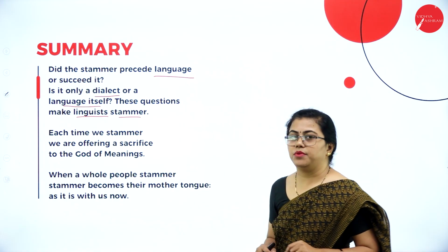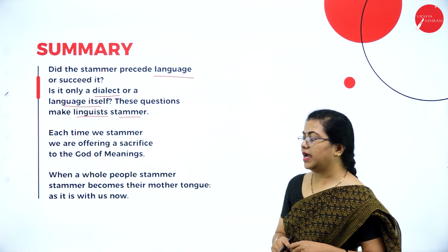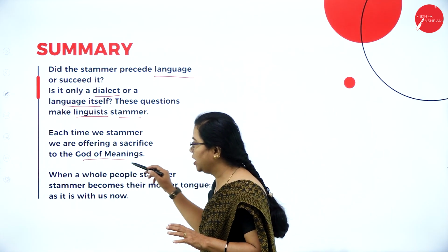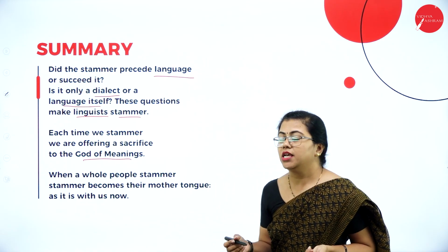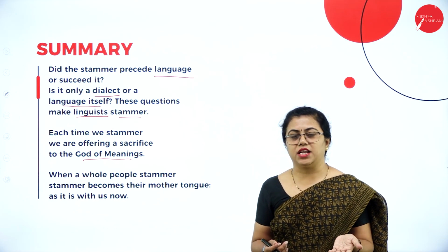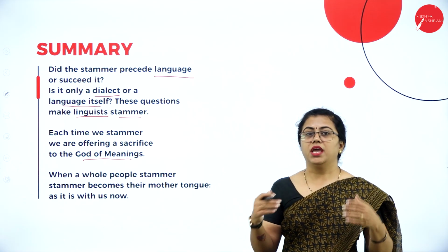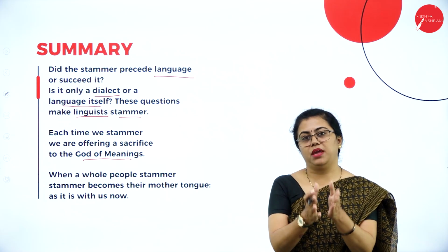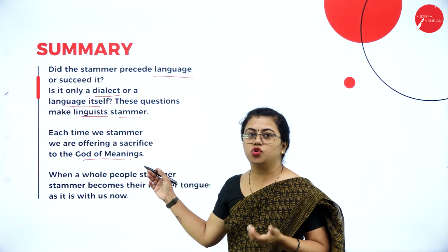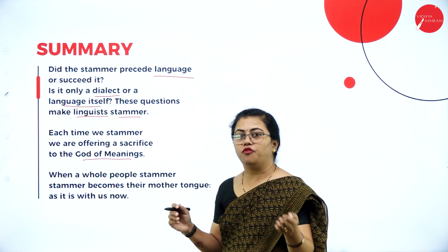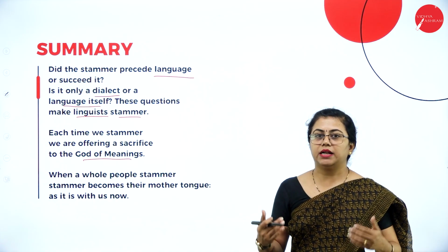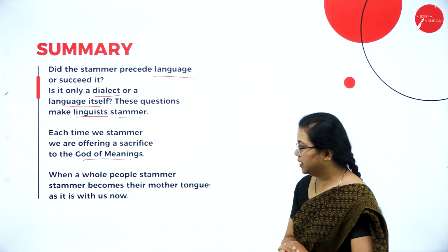Each time we stammer, we are offering a sacrifice to the god of meanings. Here there is an imaginary god that the poet has. Here he means to say we are offering a sacrifice whenever we stammer. Offering a sacrifice means we are making that god great. We are making everybody feel that god is great. So the god of meanings is there and we are offering a sacrifice for that. That means that moment we are not speaking anything. That means we are treating that god as great only.